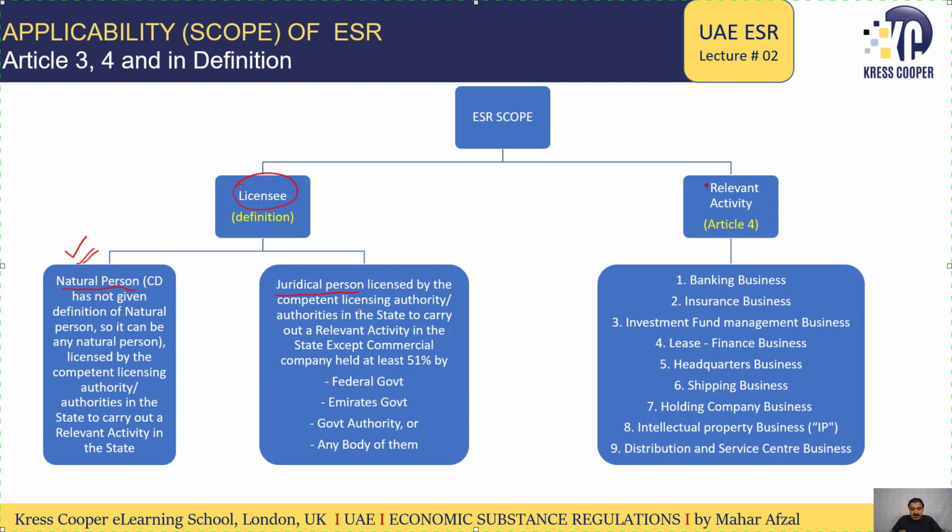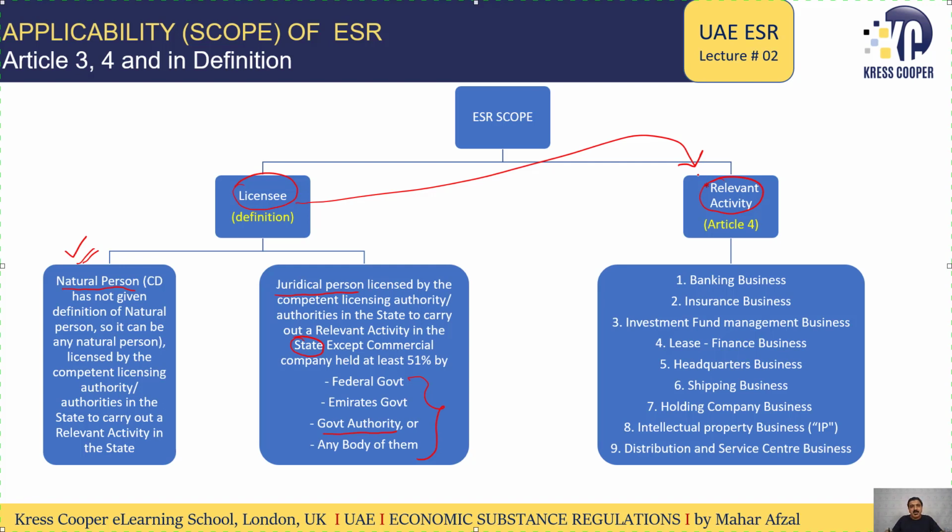There is one exception. They said if this juridical person, I can say this is a company, is owned by the federal government, Emirates government, government authority, or any body of them, at least 51%, then economic substance regulations will not be applicable on it. Any government company in which government is holding less than 51% of shares, still it will come under the definition of licensee. So if this licensee is conducting this relevant activity, it will be subject to economic substance.